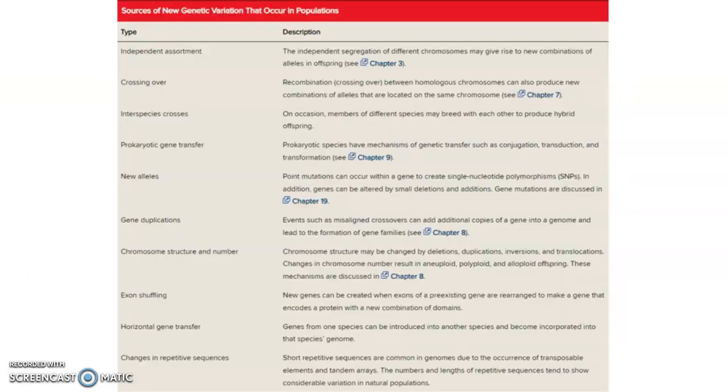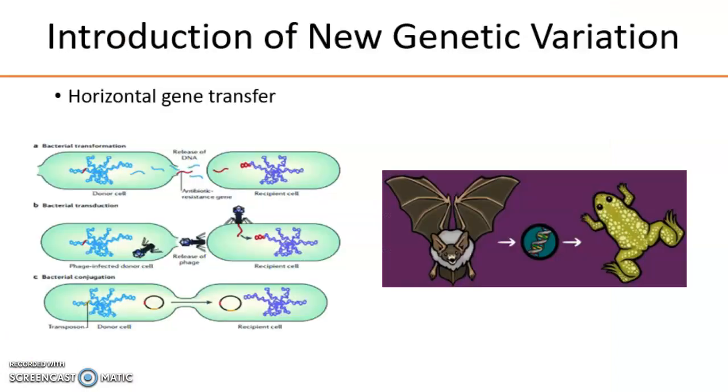But then how can we introduce these new variabilities? These are all things we've talked about: independent assortment and Mendelian inheritance, crossing over during meiosis, prokaryotic gene transfer. We talked about 3 different ones that you should remember. Then things like gene duplications, chromosome number and structure mutations. These are all ways to introduce variability. Let's consider 2 in a little more detail.